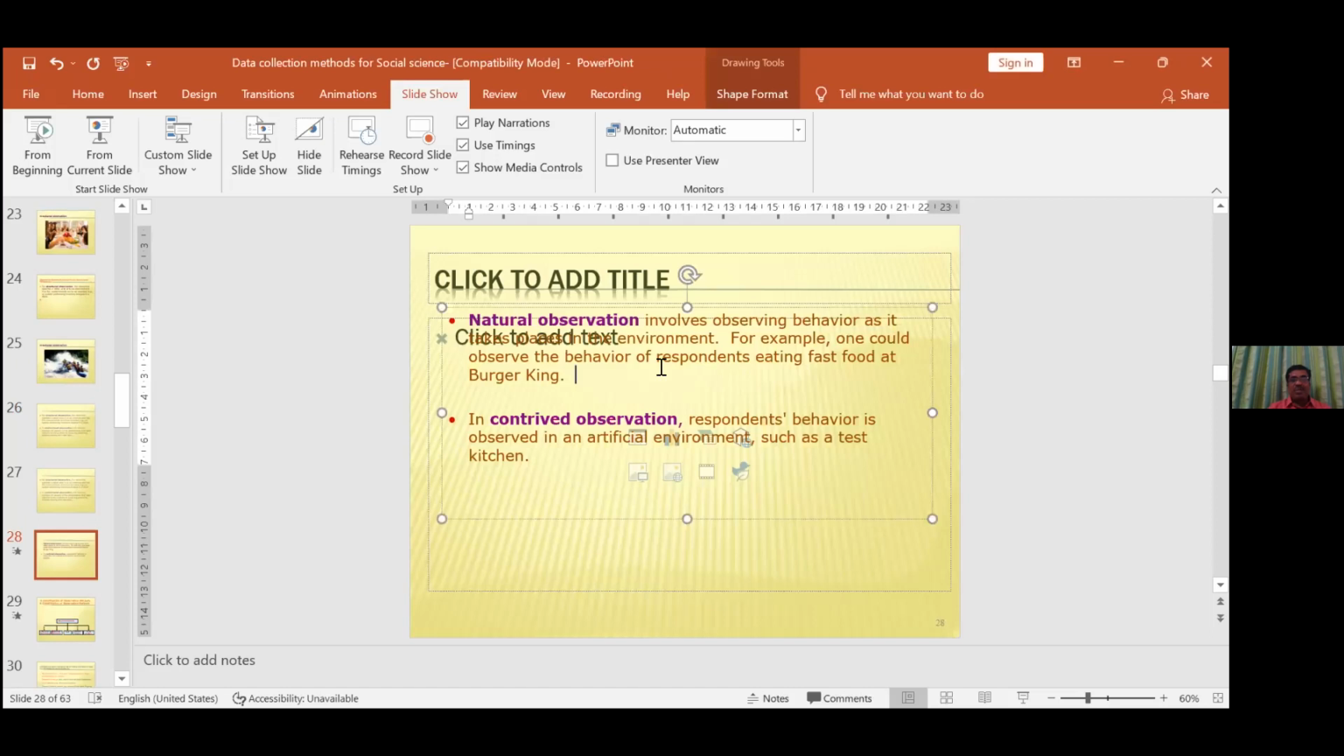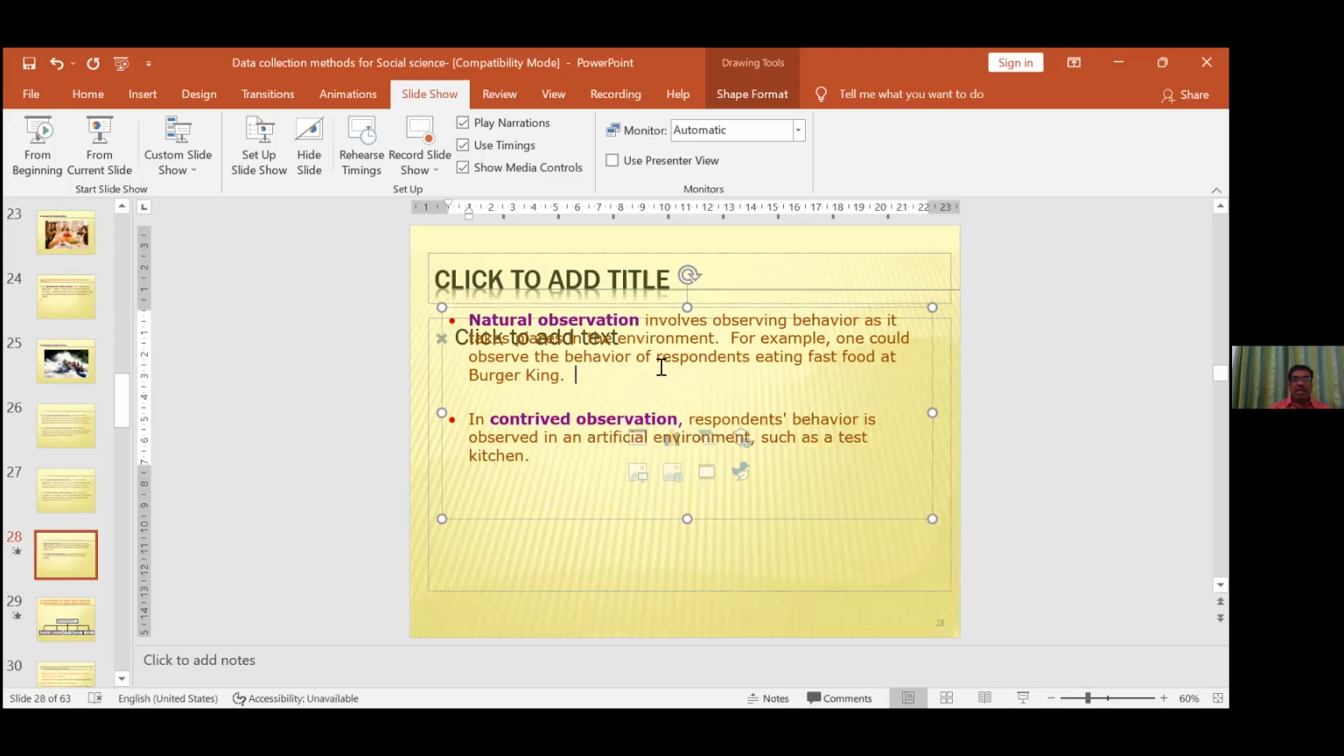Okay, so what is natural observation? Natural observation involves observing behavior in the natural environment. Say, for example, one could observe the behavior of the respondent eating fast food at a hotel. Natural observation means you can observe people in their natural environment: how she is taking food in the hotel, how she is taking food at home, how she is reading a book in the library. This is an example of natural observation.